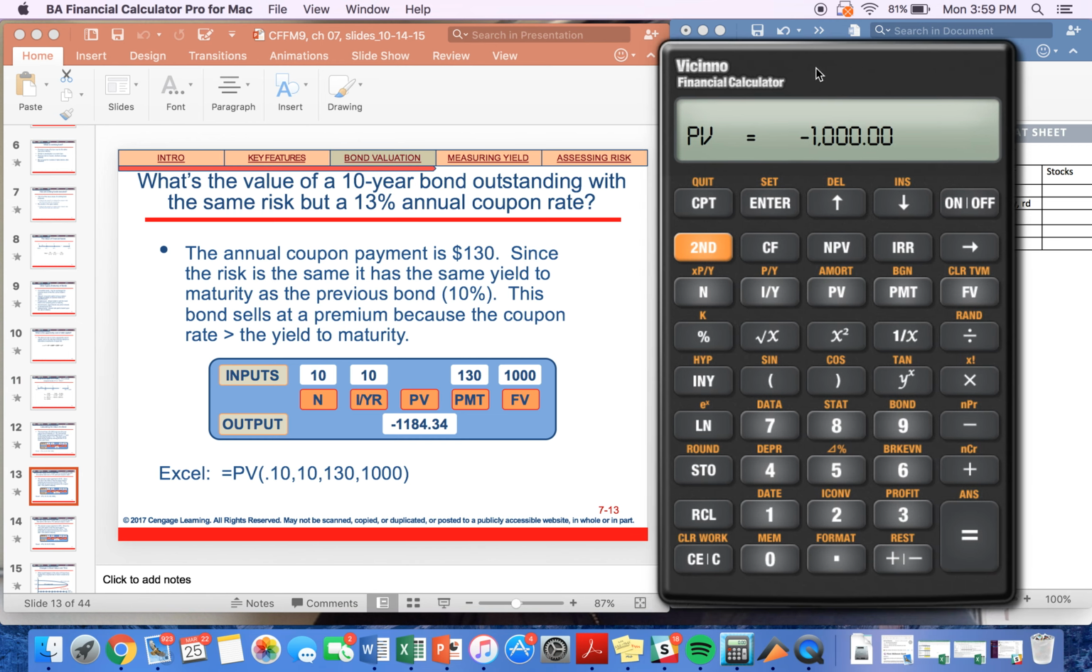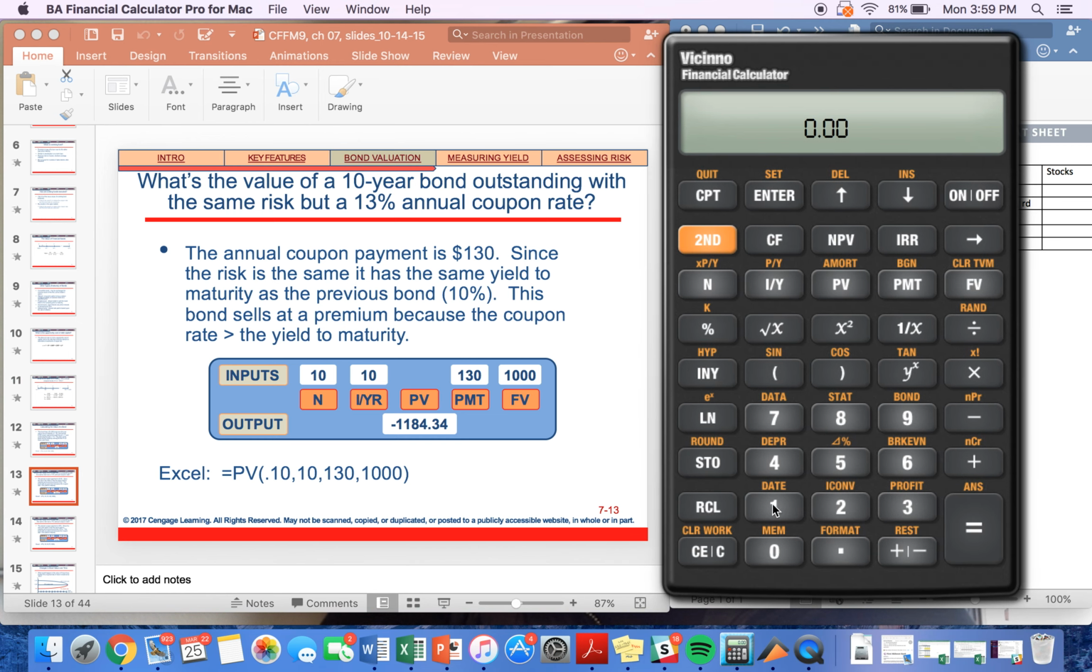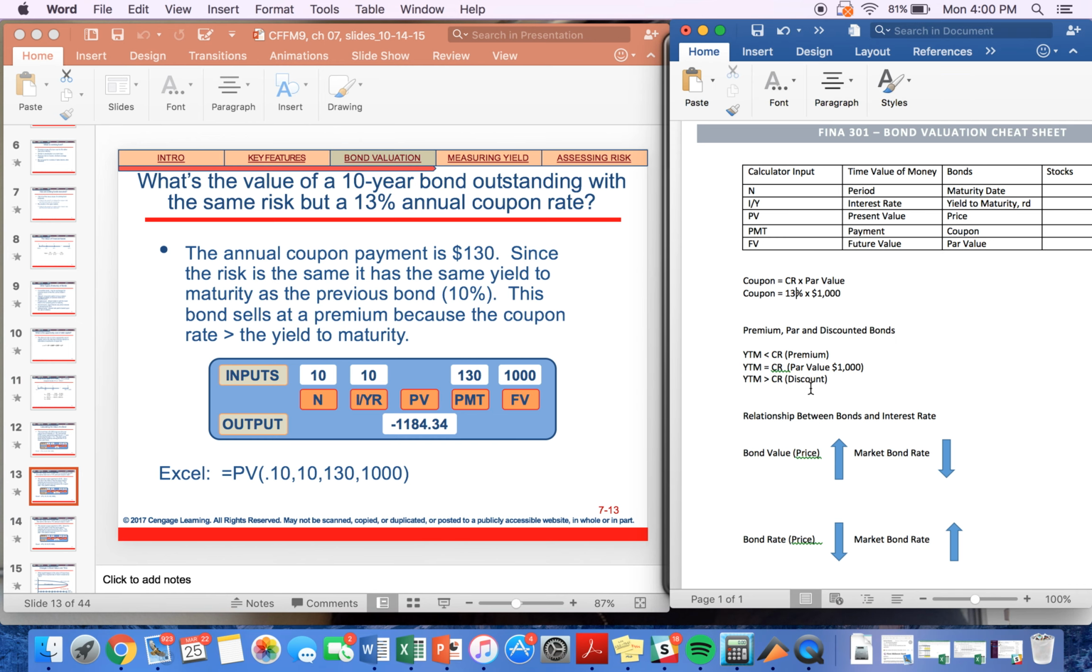If you plug this into your calculator, we'll clear it out here. So we'll put in 10 for our N, 10 for our yield to maturity. We're going to skip over present value because that's what we're solving for. We're going to plug in 130 for our coupons and $1,000 for our par value. If we compute that for our present value, or the price of our bond, we'll notice that our bond today is worth $1,184.34, okay? So that puts my bond at a premium, okay?